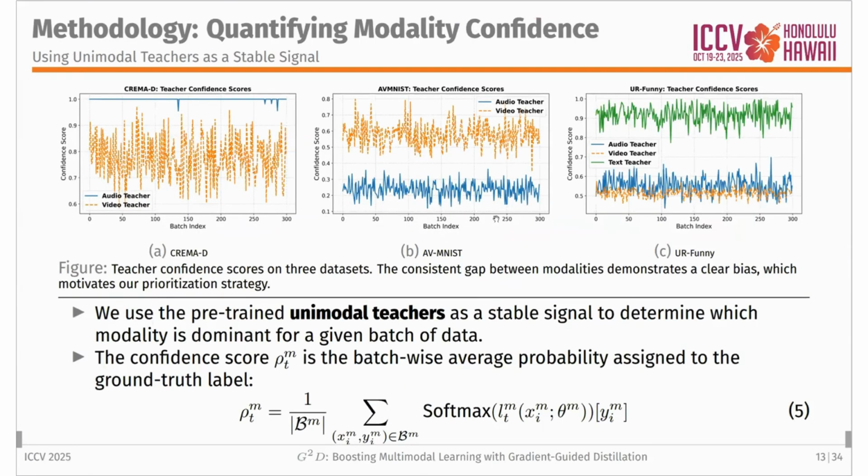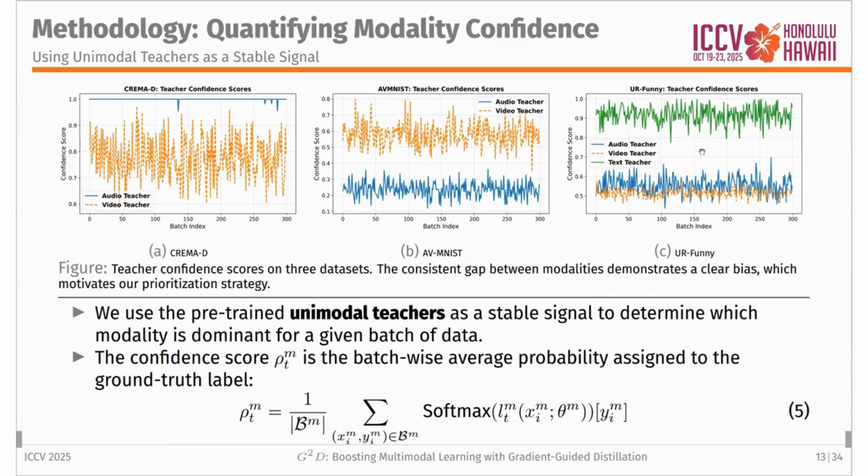Before talking about the scoring module, we need a basic understanding of what confidence scores are. The plot shows the confidence scores of 3 datasets. The left figure shows it for CREMA-D, the middle one shows it for AVM-NIST, and the right one shows it for the UR-Funny dataset. CREMA-D and AVM-NIST are two-modality datasets. Now, if you look at the confidence scores of the teachers, you'll see that audio, which is the blue line, is consistently more confident than the video teacher. For AVM-NIST, you see a reverse picture. You see the video teacher is consistently more confident than the audio teacher.